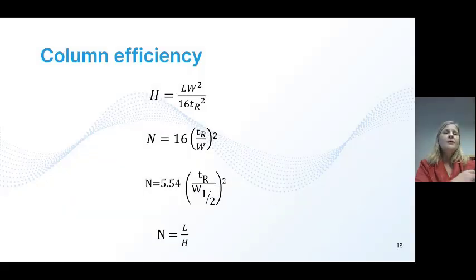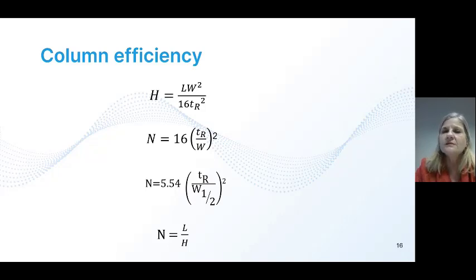Other parameters that we can look at to determine column efficiency: the first one we have now looked at, which is plate height. What plays a role in plate height is the length of the column, the width of your peak, and the retention time. We want the plate height to be as low as possible.